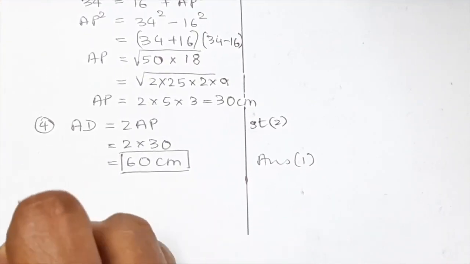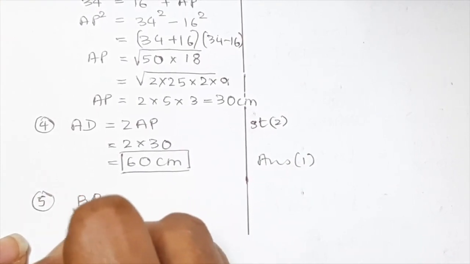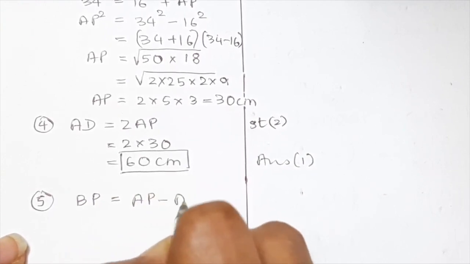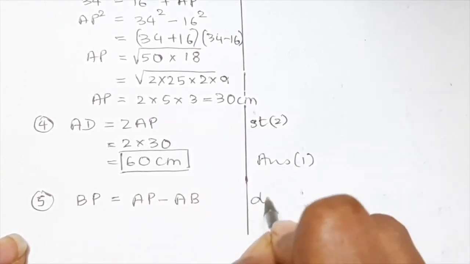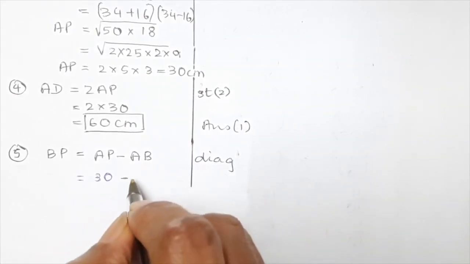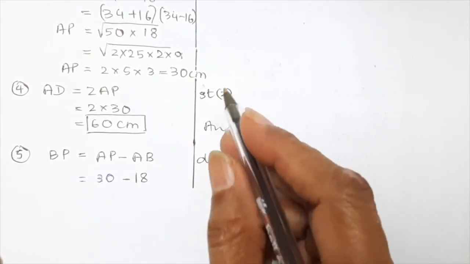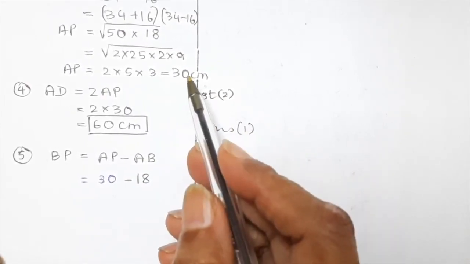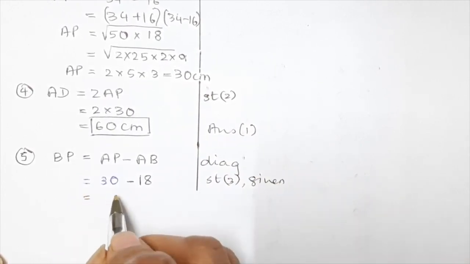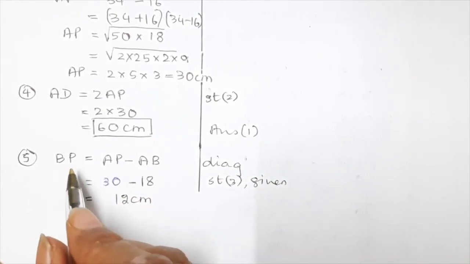Okay. So we come to statement number 5. We will say that BP is equal to AP minus AB because of the diagram. Now AP is 30 centimeter minus AB is 18 centimeter, and this will be from statement number 3 and given, which comes out to be 12 centimeter. Now this is your BP.